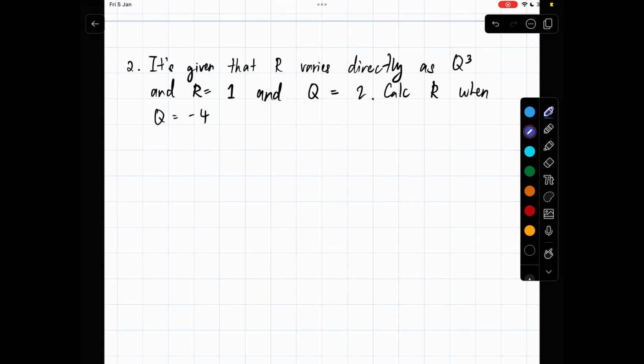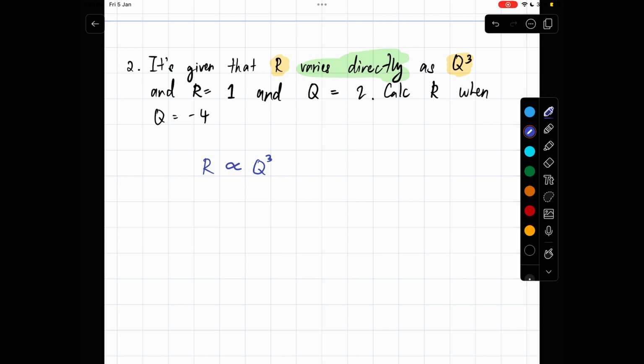So it's time to dissect the question one by one. R and q cubed varies directly. So we know that there is no reciprocal involved. It's just straight. So R varies directly as q cubed. Even though they did not ask you to present the relation in variation form, it's important to do that so that you get a better understanding of what you are dealing with.